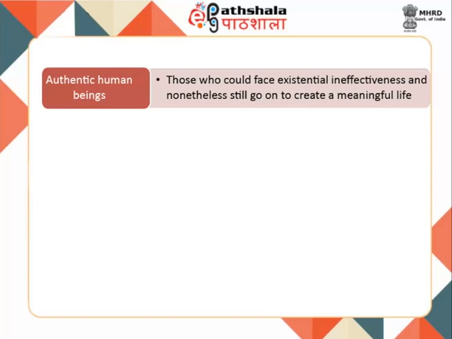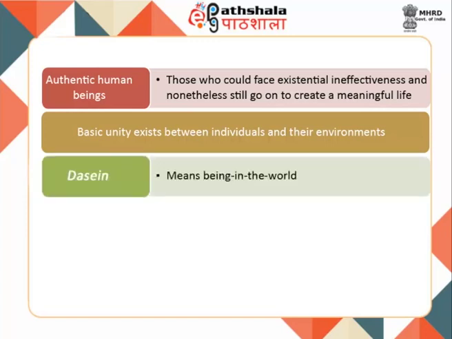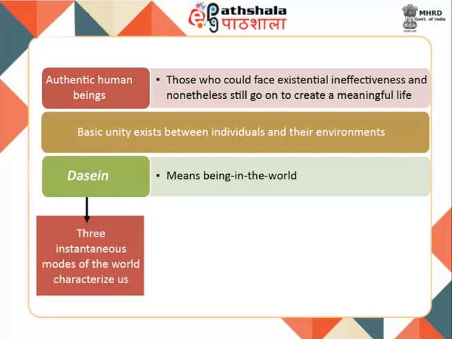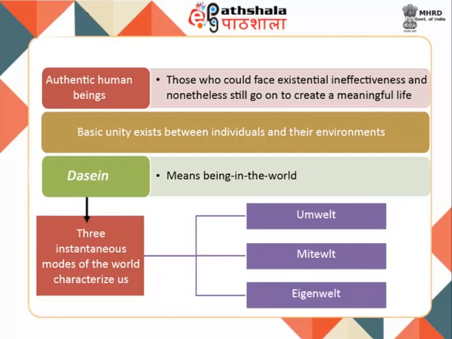For existentialists, a basic unity exists between individuals and their environments. They defined this unity by the term Dasein, which means being in the world. Three simultaneous modes of the world characterize us in a Dasein: Umwelt, or the environment around us, Mitwelt, or our world with other people, and Eigenwelt, or our relationship with ourself.